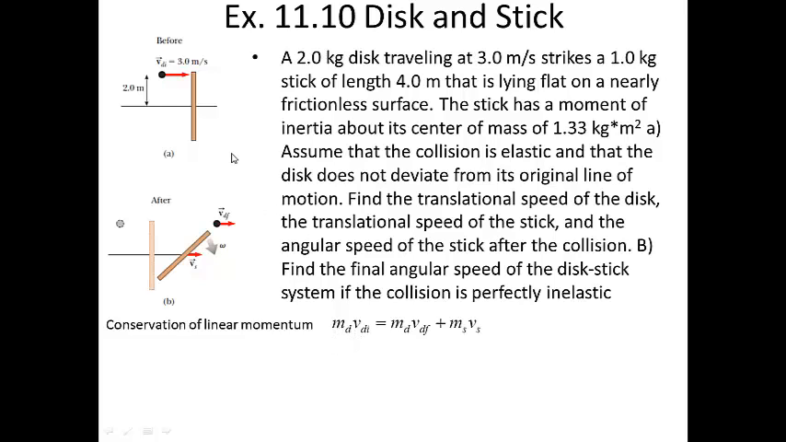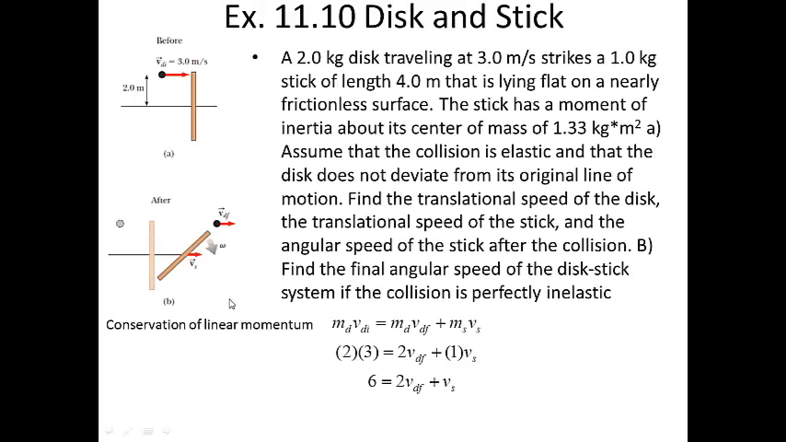is going to be the mass of the disk times the speed of the disk. And then it's going to be equal to the mass of the disk times the final speed of the disk plus the mass of the stick times the translational speed of the stick. So let's plug in some numbers and simplify it. The mass of the disk is 2, the initial speed is 3, and then the mass of the stick is 1. So we end up with that for simplification.